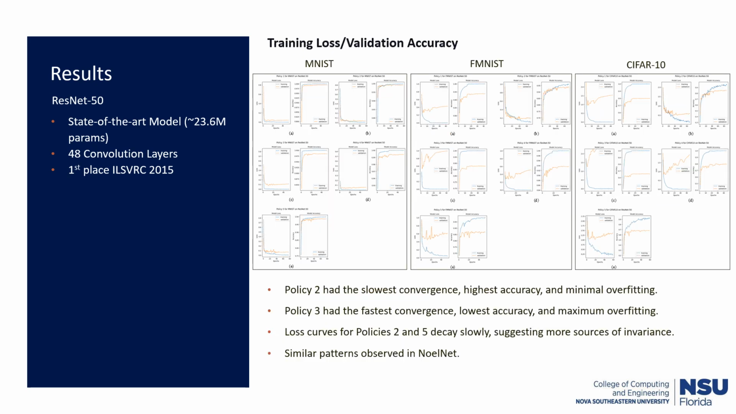Now, in terms of the training loss and validation accuracy, similarly to NoelNet, we see policy 2 had the slowest convergence, highest accuracy, and minimal overfitting. And again, policy 2 is represented by the B charts here. We see policy 3 again had the fastest convergence, but the lowest accuracy and maximum overfitting.